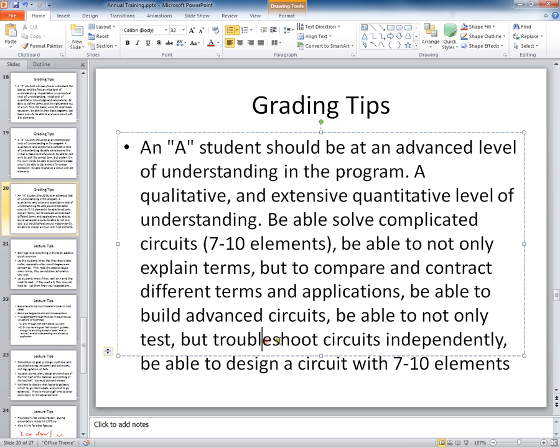Troubleshooting circuits is one of the highest levels of understanding. You have to not only know how to analyze and design, but troubleshooting is almost like reverse engineering and then problem solving. It's very, very difficult. This is the highest level of understanding in our program. Or to specify a new circuit or redesign a circuit and change it or improve it. To be innovative. Highest level of understanding. Be able to design a circuit with 7 to 10 elements.